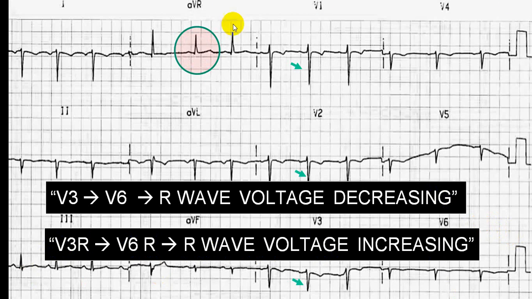So in AVR, if you get an upright QRS complex and V1 is showing a deep S wave, and gradually the S wave is persisting but there is no progress of R wave, this suggests that there is dextrocardia, with inversion in lead 1 and AVL.